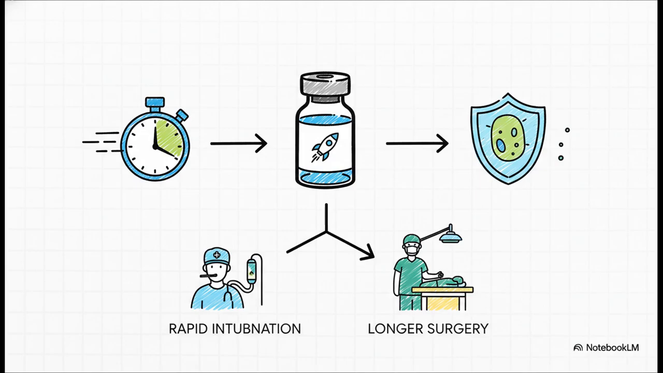Now we have rocuronium, which is very popular these days. You can almost think of it as giving you the best of both worlds. At the right dose, it can be almost as fast as succinylcholine, so it's great for rapid intubations. But because it's a competitive blocker, it completely avoids those dangerous risks like hyperkalemia. This versatility makes it extremely useful.